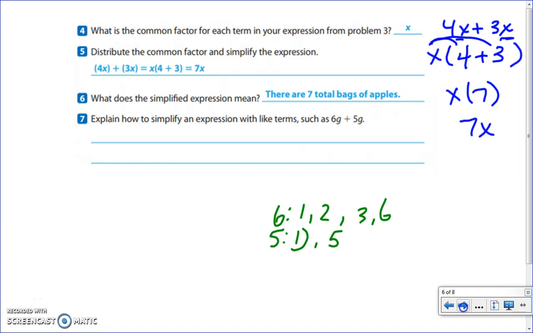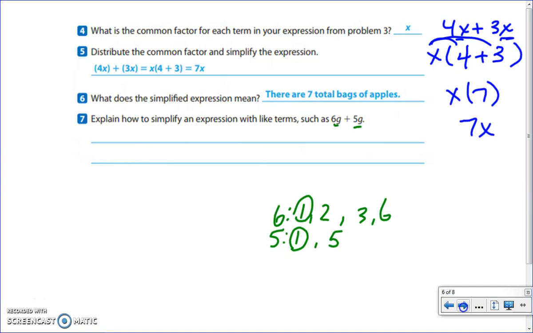The greatest common factor is 1, so it's not really necessary to take a 1 outside the parentheses. Had I put a 1 here, that would have been nonsense. We wouldn't really write the 1 there. We know that 1 is not necessary to write in front of a variable, so that's why I didn't do that. Again, same thing. 1 is the greatest common factor. It's not necessary to take that and write it in front of the parentheses.